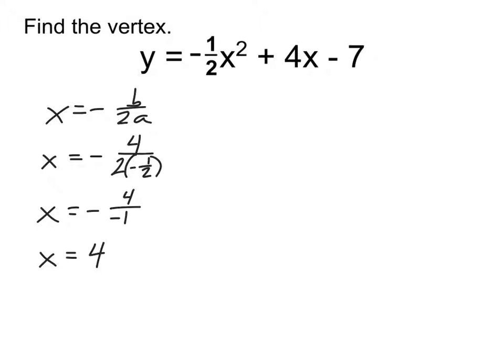You'll notice in this one actually it ended up working out pretty well because when we went to actually multiply in the denominator, the 2 times negative 1/2 is just negative 1. That one worked out to be a nice pretty number, so we didn't have to divide by a fraction. We were just dividing by negative 1, which made our life easier. Now that you found the x, go ahead and find the y.